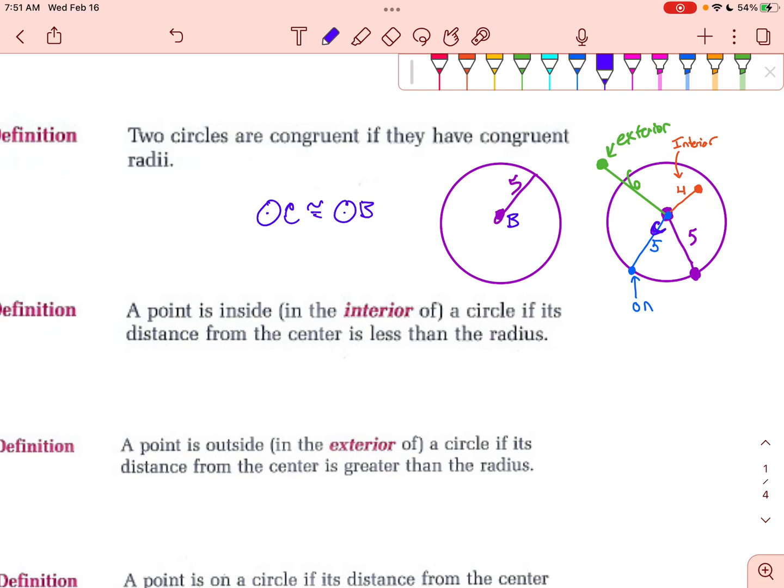Points that are in the interior are a shorter distance away than the radius, and points that are on the exterior are a longer distance away than the radius. I showed you that in green and orange. You can see that the orange point is on the interior because it is a shorter distance from the center, whereas the green point is on the exterior because it is a longer distance from the center of the circle.